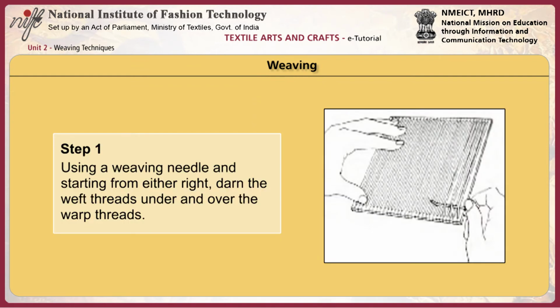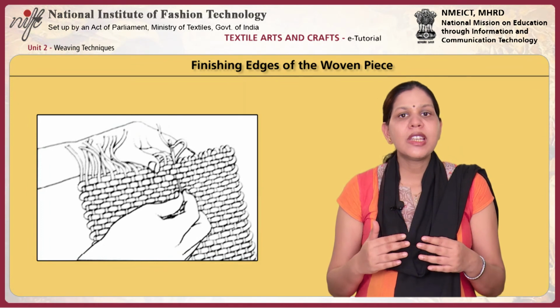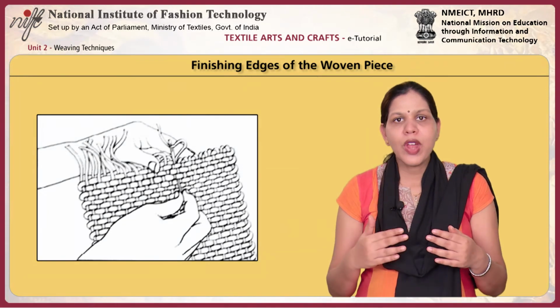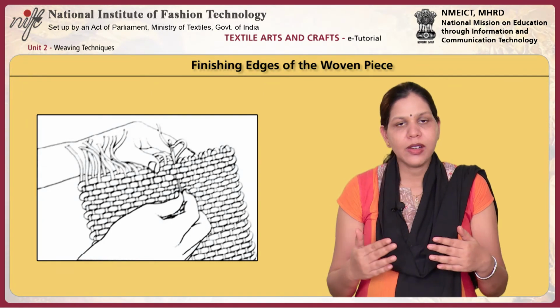While weaving on cards, the warp threads are attached to the card and the weft threads are then woven into them from either right to left or left to right. Using a weaving needle and starting from either right or left, darn the weft threads under and over the warp threads. Using the blunt end of the needle, push the threads together to ensure that they are tight. After completing the woven fabric, the piece is removed from the card and the loose strands are woven back into the fabric for finishing by pushing them back with the help of the needle.